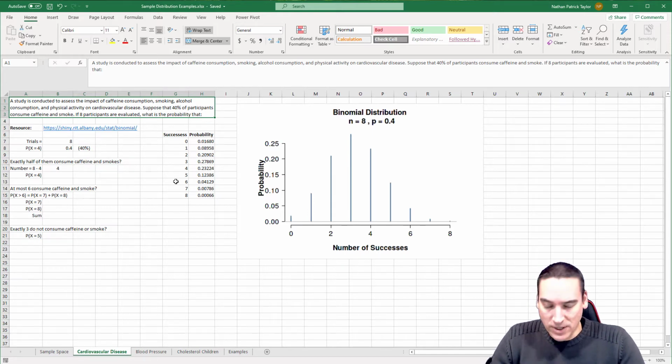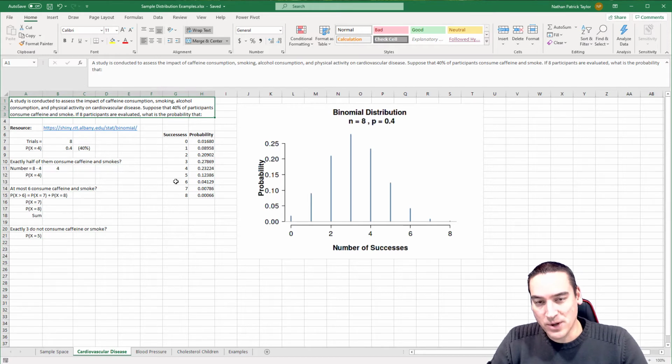One thing that's really important to know about the binomial distribution is we always measure our proportion in terms of the number of successes. And a success in this case actually kind of sounds like a failure. The success here is that they smoke and consume caffeine. So we need to frame it in terms of how we determine a success. If we're looking at how many of them consume caffeine and smoke, then we just need to take the total number, which is eight, and split it in half. So that answer is four. We need to know the probability that we will get exactly four.